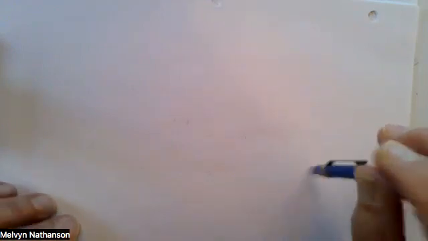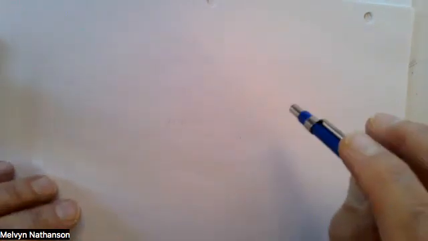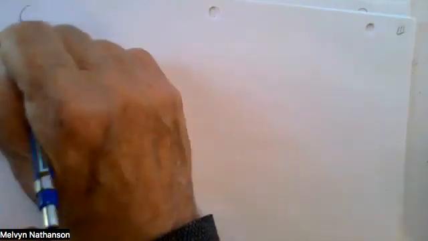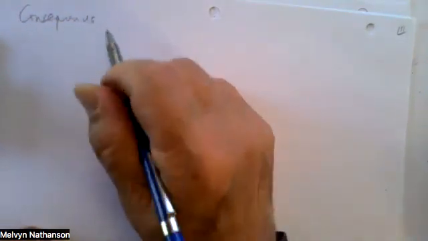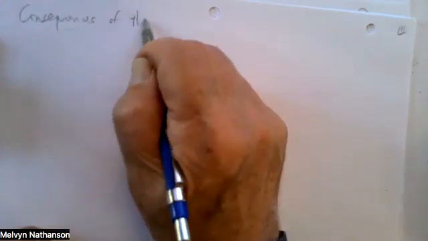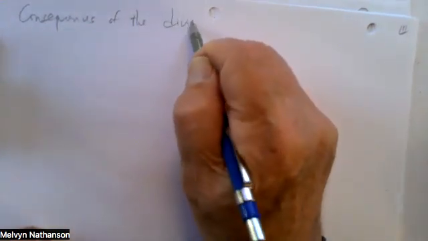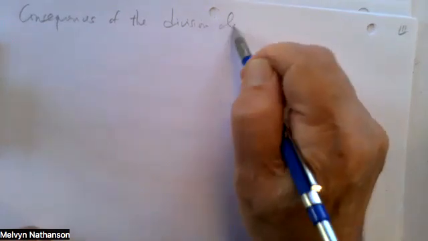I'm going to put off to Wednesday, I think, proving the division algorithm. I just want to draw some consequences of it right now. So, consequences of the division algorithm.